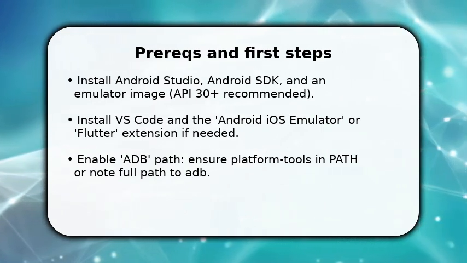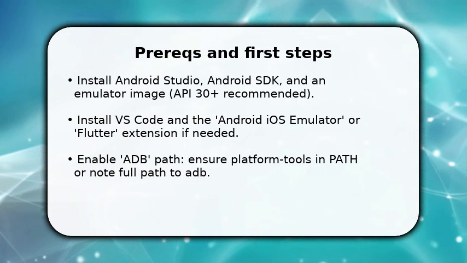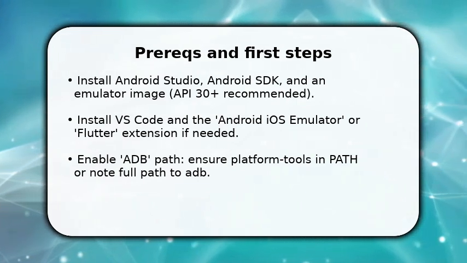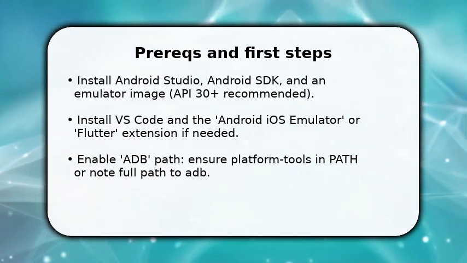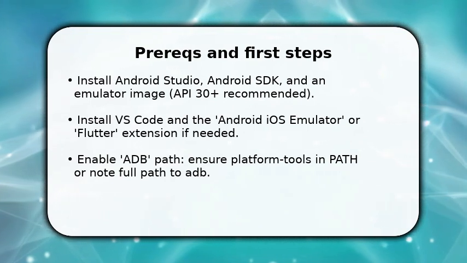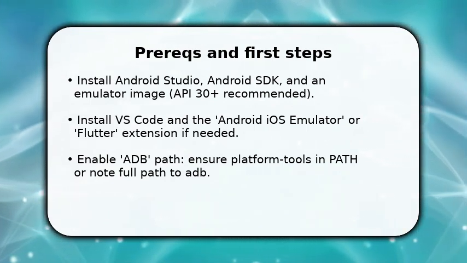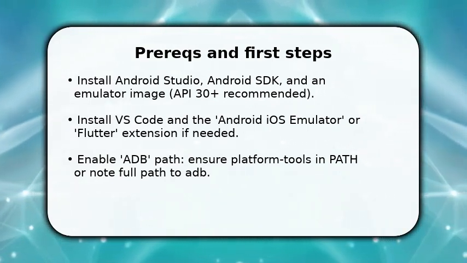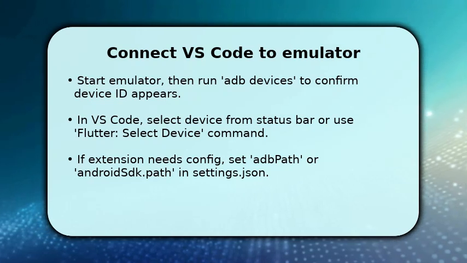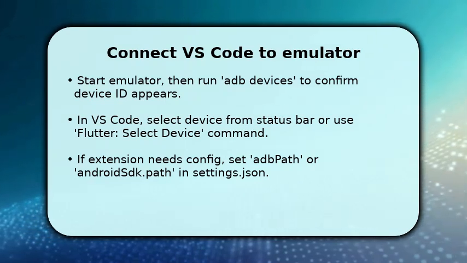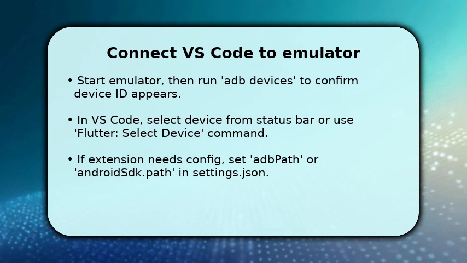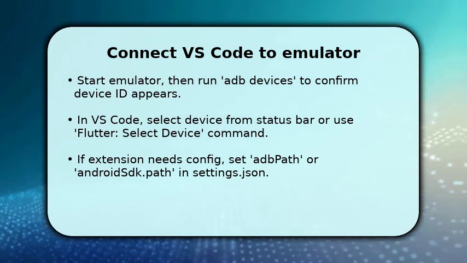Then open VS Code and install the extension that will target the emulator. This creates the link between VS Code and the running virtual device, which is required for deployment. You now connect VS Code to the running emulator by verifying ADB sees the device, run adb devices, and confirm a device ID with status device.